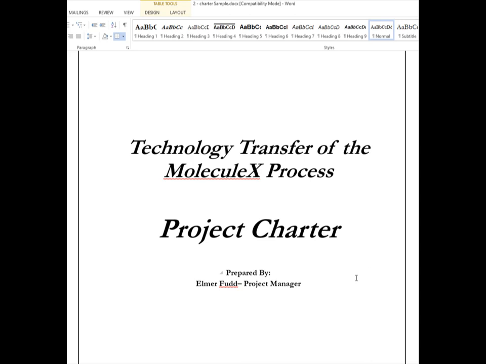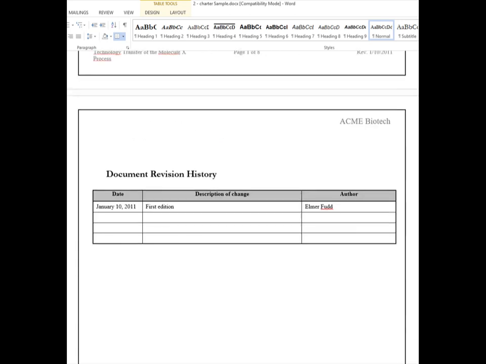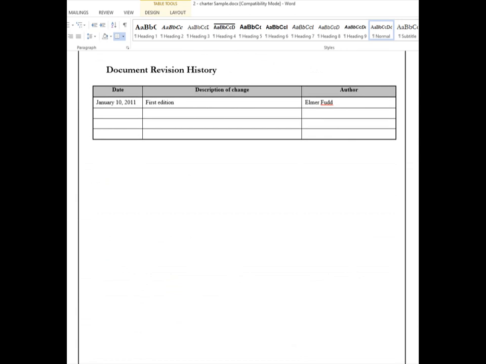Here is a copy of our project charter sample. This is the sample project I'll be using throughout the class to demonstrate some of our module instructions. We begin with a header and who's writing the document. We have a footer, page numbering, revision dates, plus a revision history.